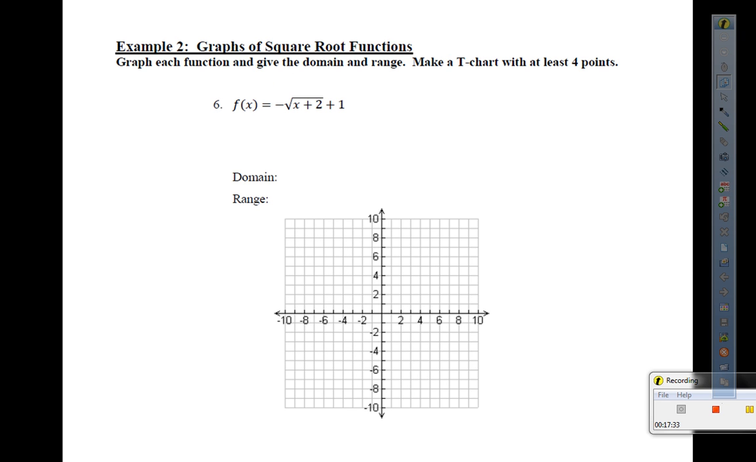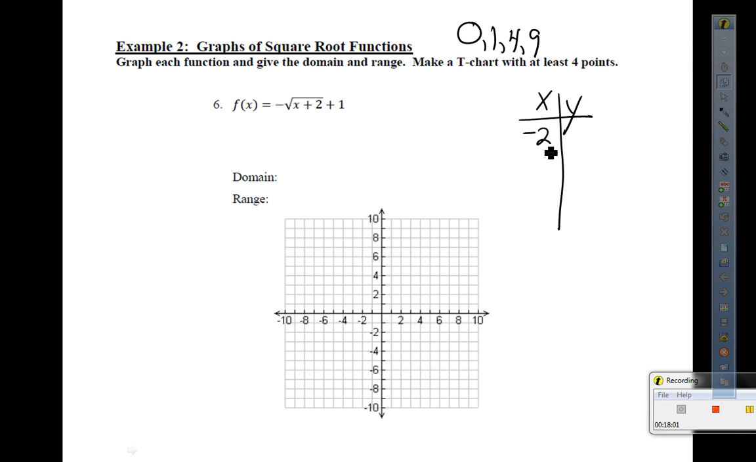Here's my number 6. Remember the magic numbers, 0, 1, 4, 9. So we're going to set up a t-chart. Be careful with this negative right there, though. What turns x plus 2 into 0? So something plus 2 is 0. Also think about this. Plus 2 is going to move it 2 units to the left.